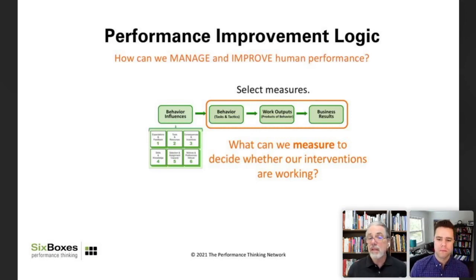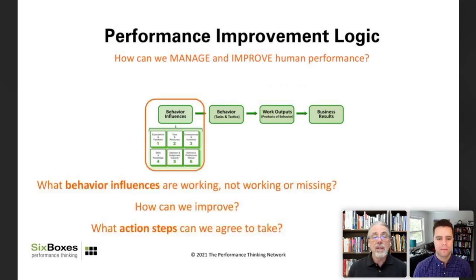Once you know what you're measuring to figure out how it's working, now we look at the behavior influences. And if we're in a big project, we go through a systematic analysis with a bunch of people to see what behavior influences are working to support the desired behavior, what's getting in the way, what's missing. If we're talking to an individual that we're coaching, we have the same discussion.